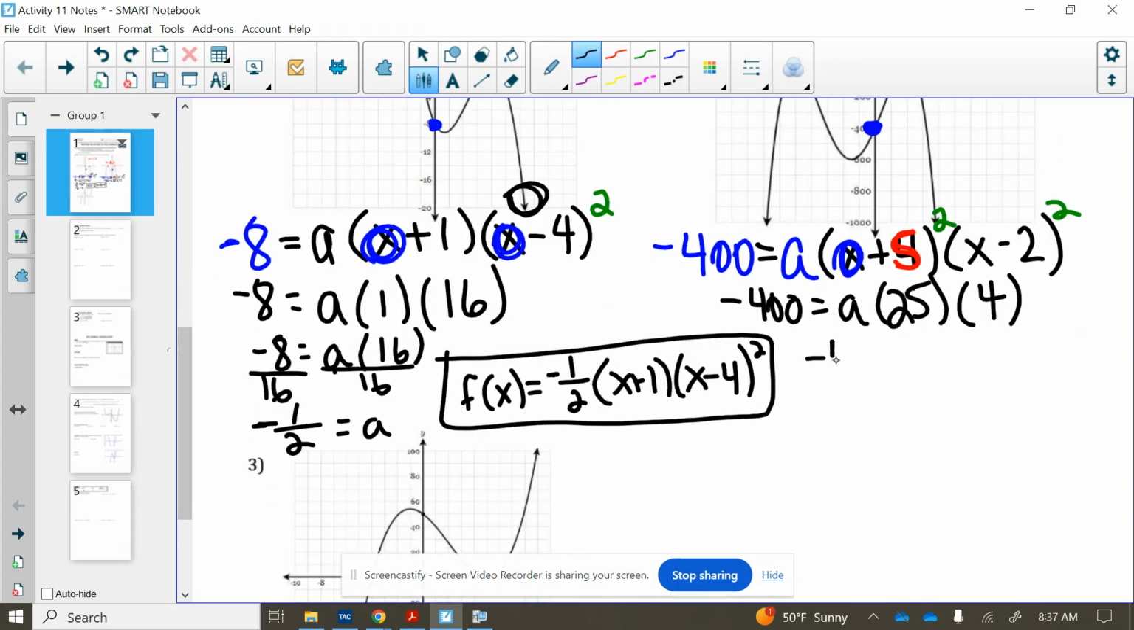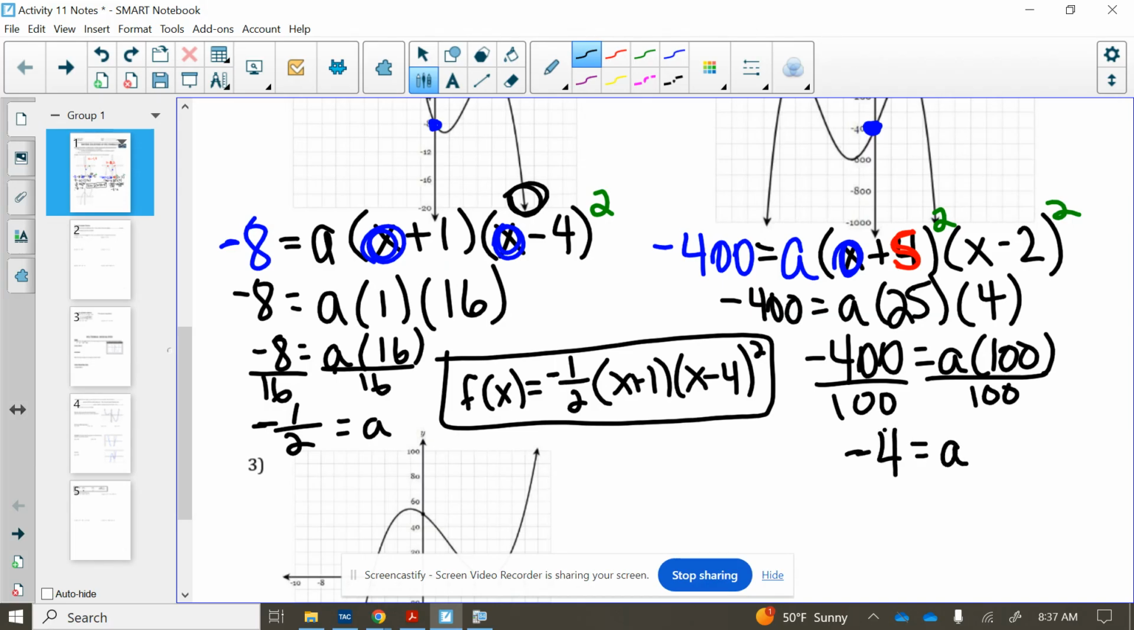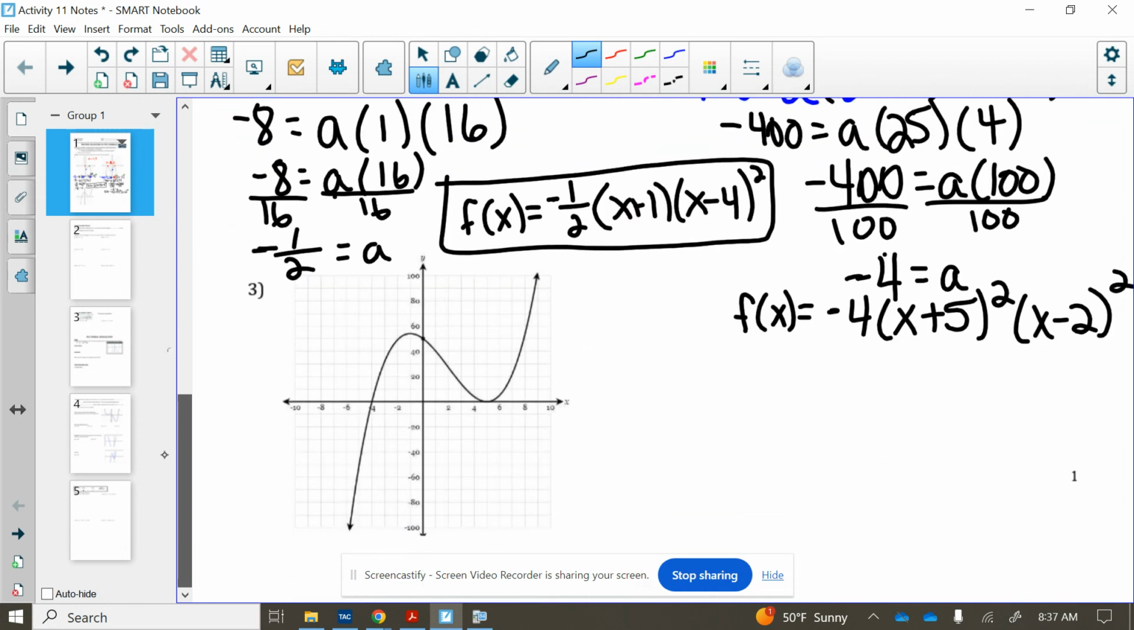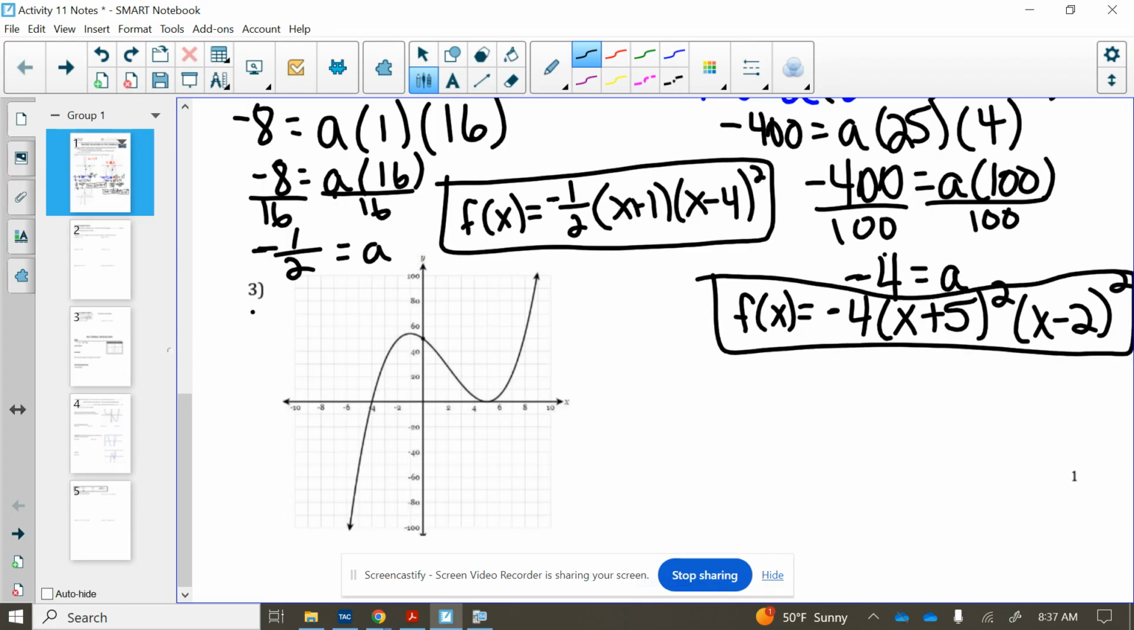And as we simplify, this makes a little more sense. We have 4 times 25, which is 100, divide over the 100. This time we have -4 as our leading coefficient, which again makes sense since this is opening downwards. So our final function this time, -4 is that leading coefficient, x plus 5, quantity squared, and x minus 2, quantity squared. Now the last one then on this page is for you to try. You are writing the equation for that polynomial.